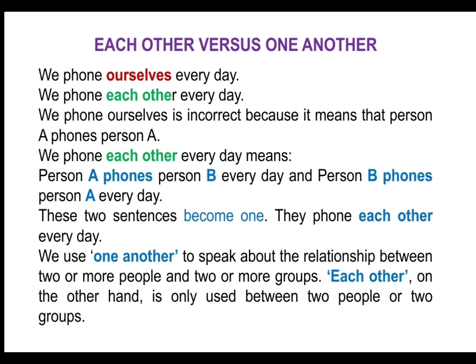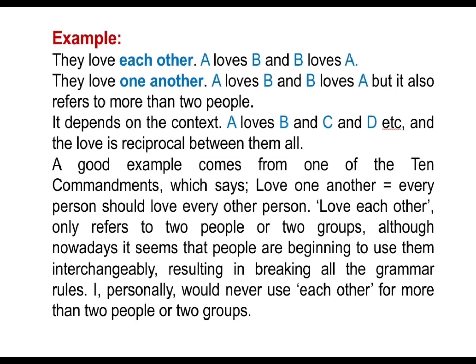We use "one another" to speak about the relationship between two or more people and two or more groups. "Each other," on the other hand, is only used between two people or two groups. Example: "They love each other." A loves B and B loves A. "They love one another." A loves B and B loves A, but it also refers to more than two people. It depends on the context. A loves B and C and D, and the love is reciprocal between them all.